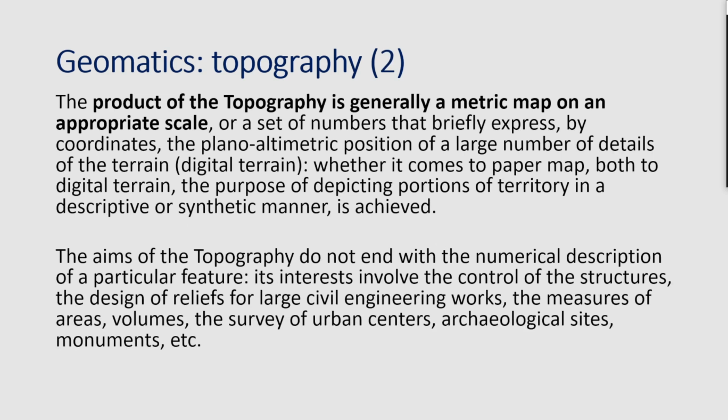Geomatics, Topography, 2. The product of the topography is generally a metric map on an appropriate scale, or a set of numbers that briefly express, by coordinates, the plano-altimetric position of a large number of details of the terrain, a digital terrain. Whether it comes to a paper map or a digital terrain, the purpose of depicting portions of territory in a descriptive or synthetic manner is achieved.